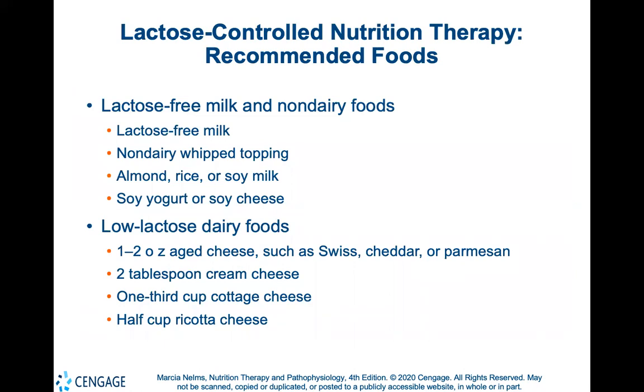Lactase controlled nutrition therapy recommended foods. So lactose-free milk and non-dairy products like lactose-free milk, non-dairy whipped toppings, almond, rice, or soy milk, soy yogurt, or soy cheese. Low lactose dairy products like 1 to 2 ounces of aged cheese such as Swiss, cheddar or Parmesan, 2 tablespoons of cream cheese, 1/3 cup of cottage cheese or 1/2 cup of ricotta cheese.